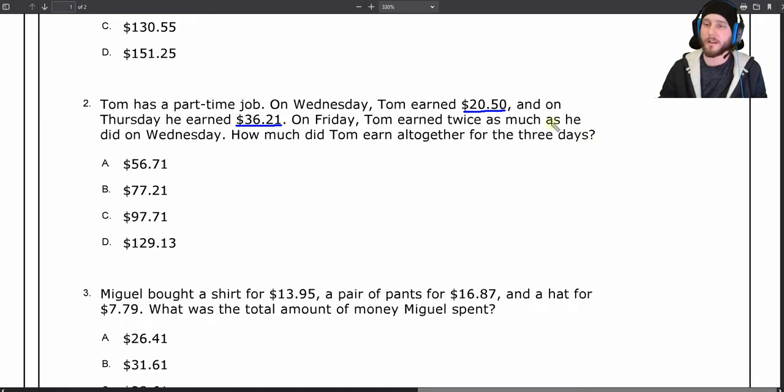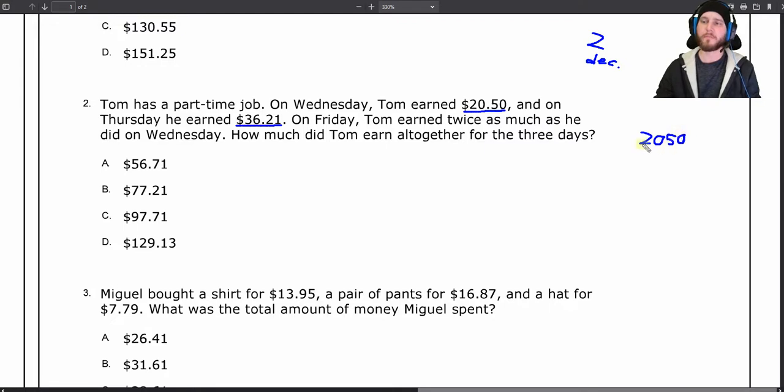So $20.50 has 2 decimal places. Times 2, that would have 0 decimal places. So there should be 2 decimal places in my final answer. So 2050, $20.50 but without the decimal written, times 2. Let's see what that is.